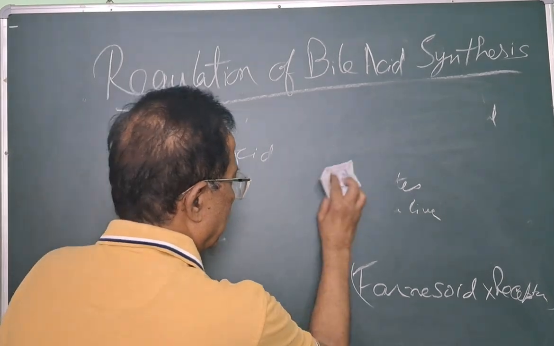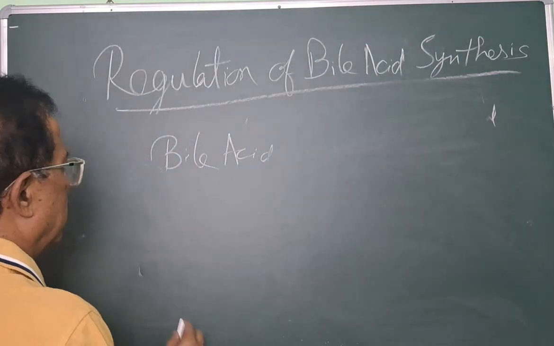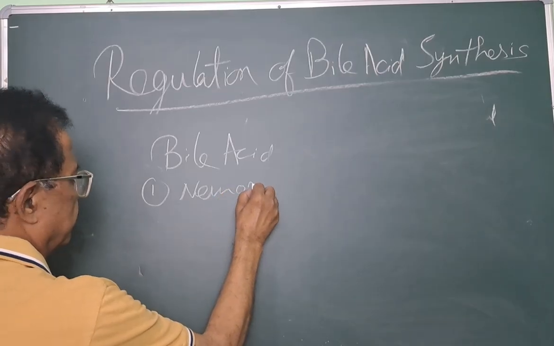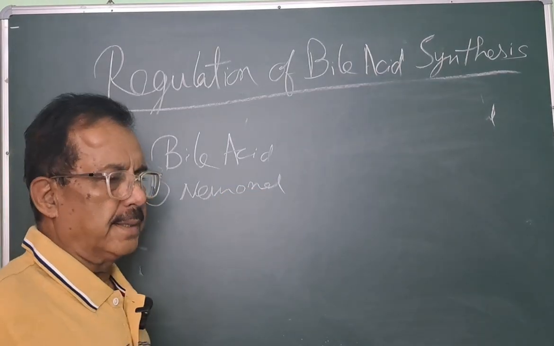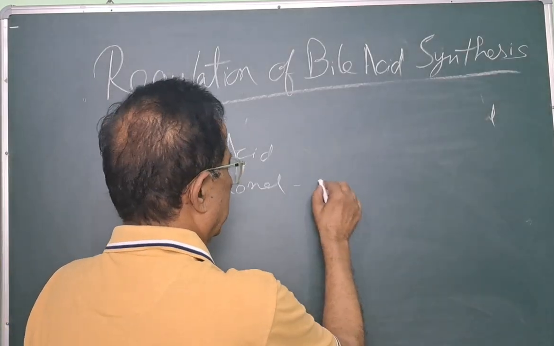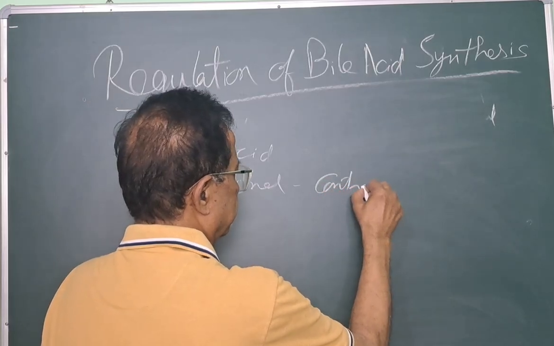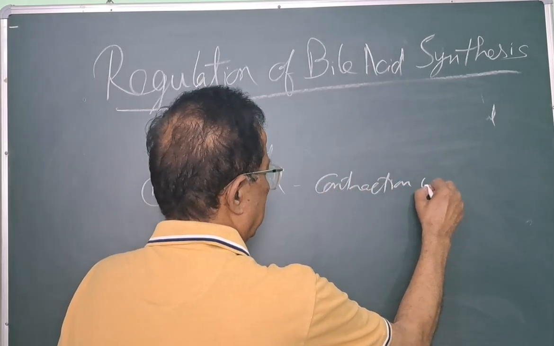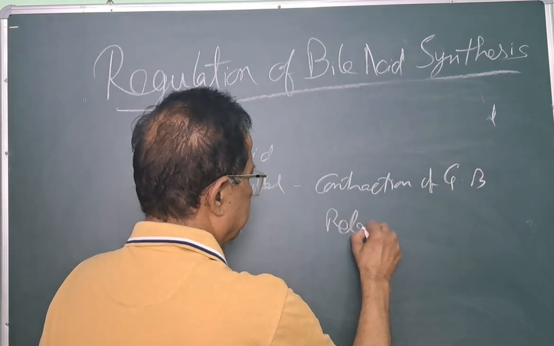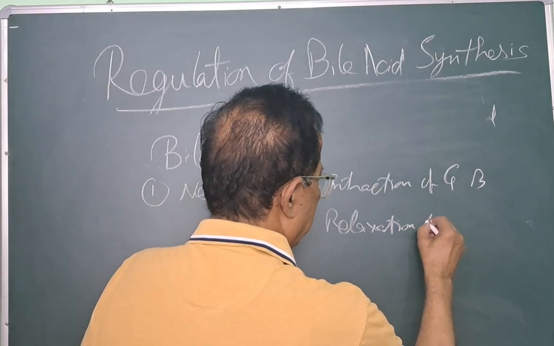Now, another is neuronal control and hormonal control. Neuronal or nervous control is by the vagus nerve. The vagus nerve, when stimulated, causes contraction of the gallbladder and relaxation of the sphincter of Oddi.